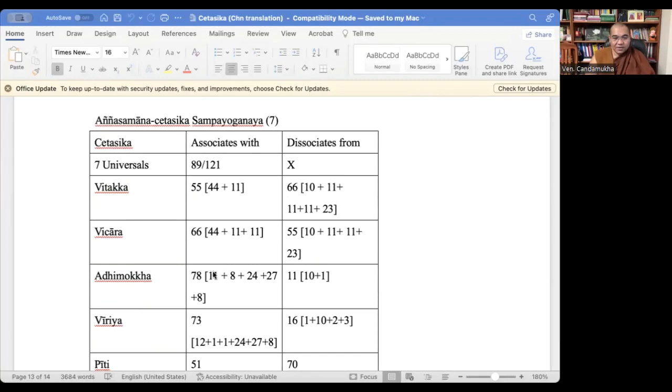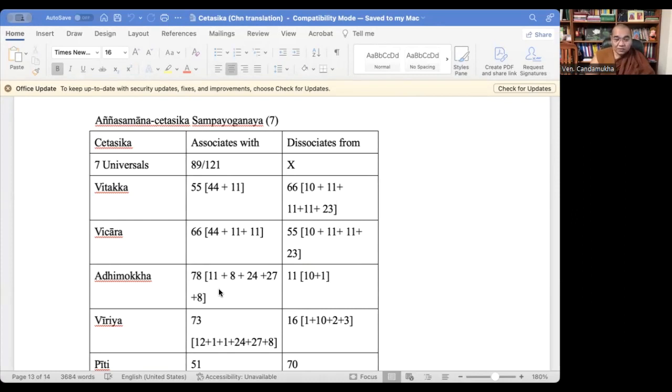That's why 11 Akusala Citta, and 18 Ahetuka Citta we have. Of these, Adhimokkha does not associate with the Dvi-pancavinnana, so it stays associated with the other 8 consciousness. So 24 Kamavacara Sobhana, and then 27 Mahaggata, Rupavacara and Arupavacara together, and also 8 Lokuttara Citta, there is Adhimokkha.